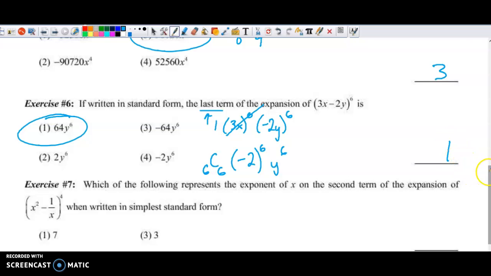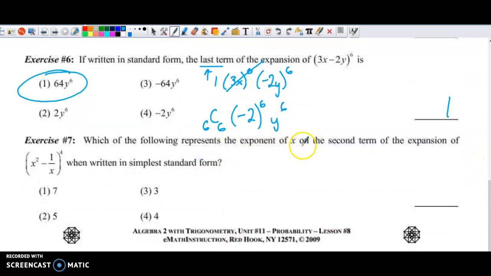Try to save some time here. And then which represents the exponent only on this second term in this expansion. So you have to think critically about the exponents, all they really care about. But remember, it starts with x to the 4th, and then the next one would be x cubed. Now here's the thing, the first term isn't x to the 4th. So let me cross that off for a second. It would have been x squared to the 4th, and then the next one would have been x squared cubed.